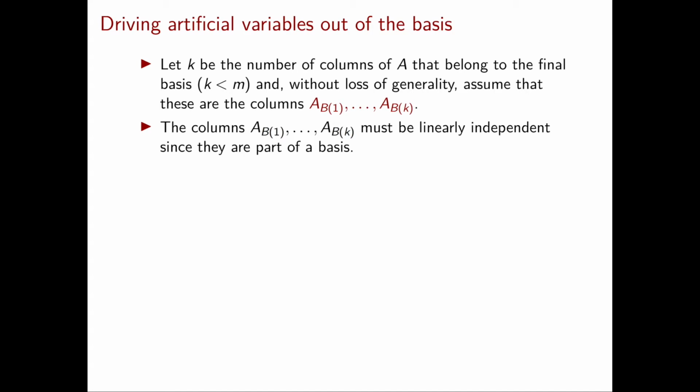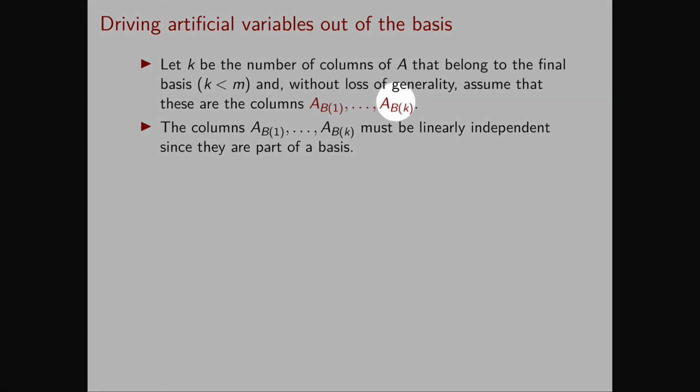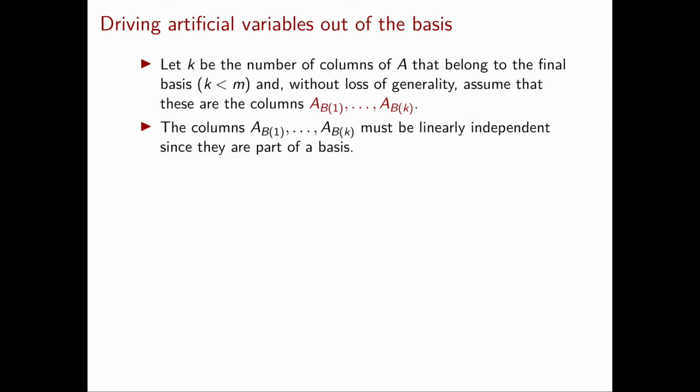So let K be the number of columns of A that belong to the final basis, and so we're assuming that K is strictly smaller than M. By eventually reordering our constraints, we can assume without loss of generality that these are the first K columns in the basis. So these are AB1 until ABK. These columns are of course linearly independent since they are part of a basis. At this point we need to find M minus K additional columns of A such that, together with this K, we obtain a basis of R^m.